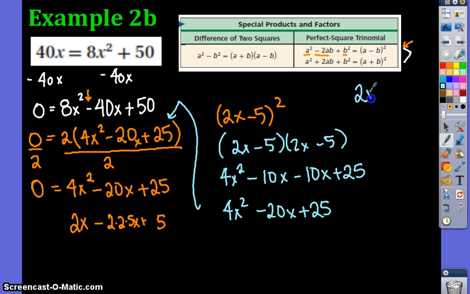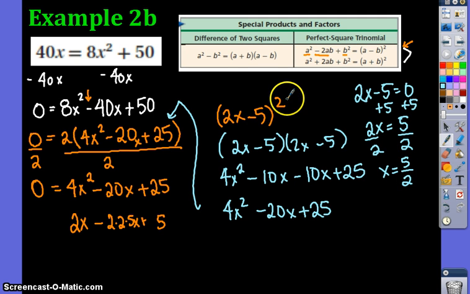So we have 2x minus 5 equals 0, plus 5 on both sides, and we get 2x equals 5. Divide by 2. x is 5 halves, and since it was squared, the other one's going to be the same, so that's what's called a double root. You have a double root at 5 halves.